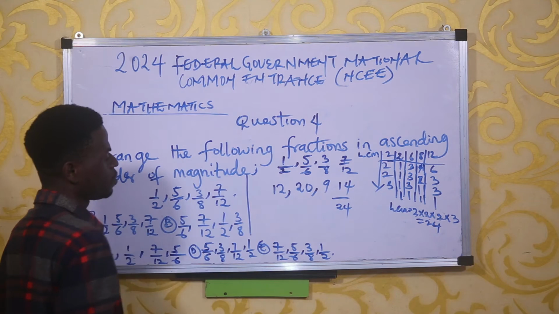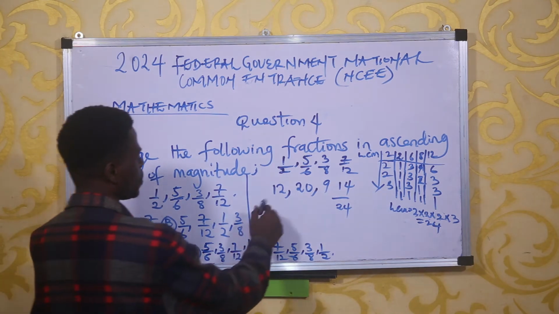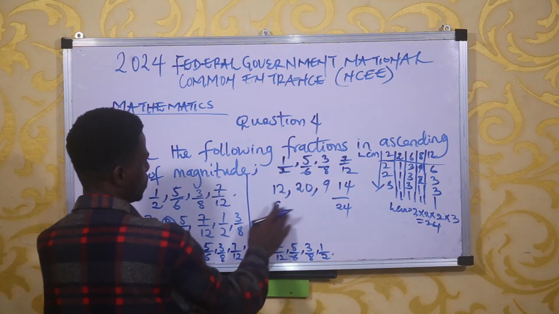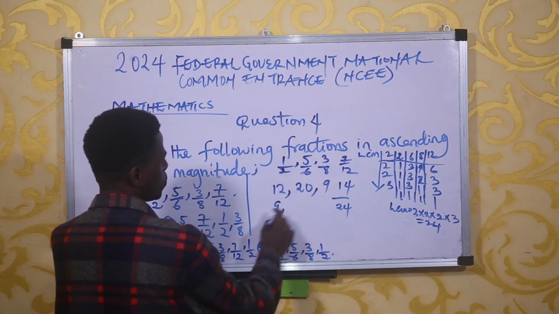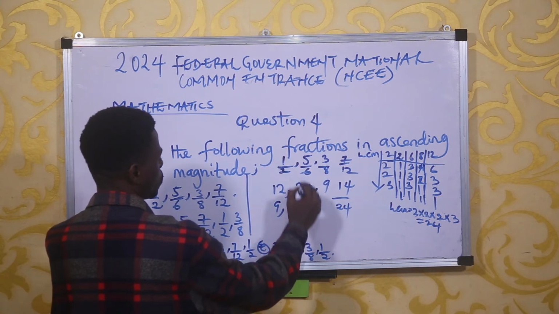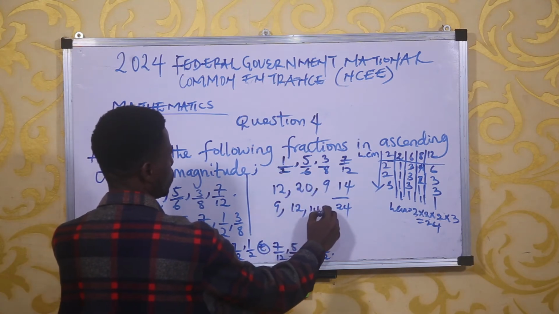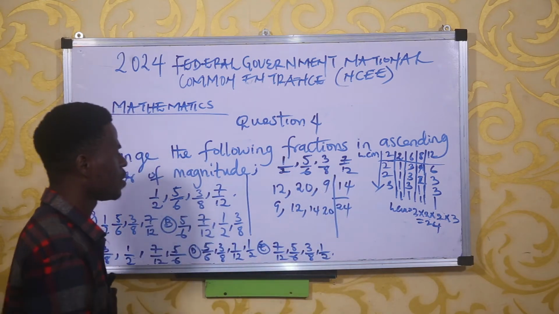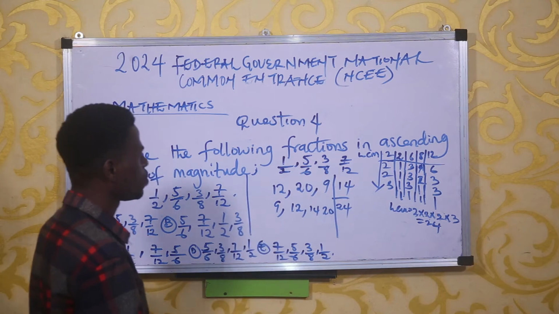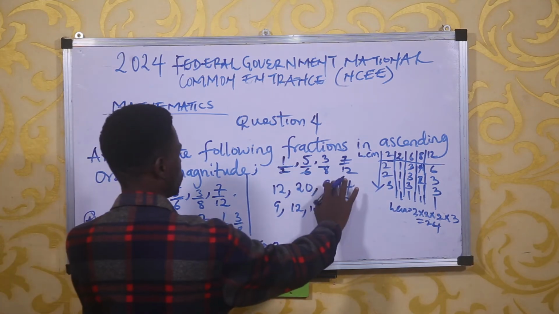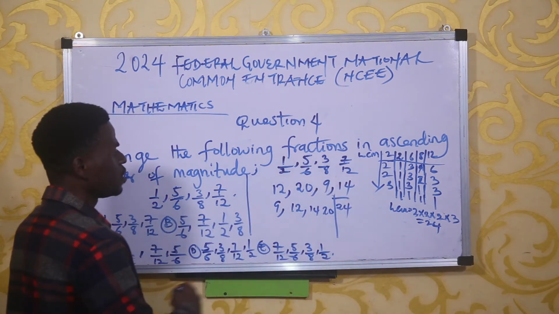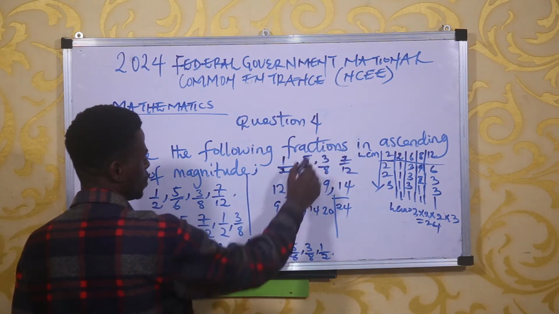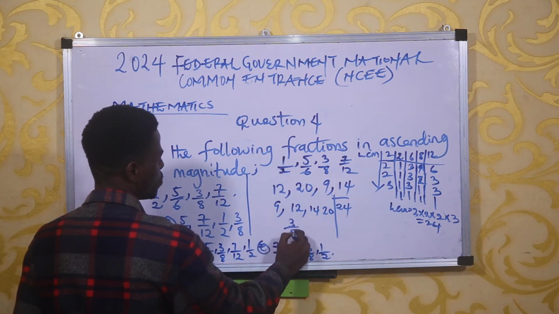Now the lowest number here is 9. Take note of that, which is 3 over 8. We have 9, followed by 12, followed by 14, and followed by 20. So to arrange the numbers in ascending order, since 9 is the lowest number here, definitely 9 is 3 over 8.